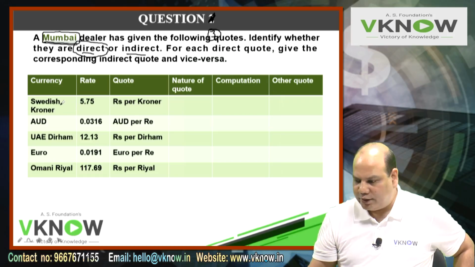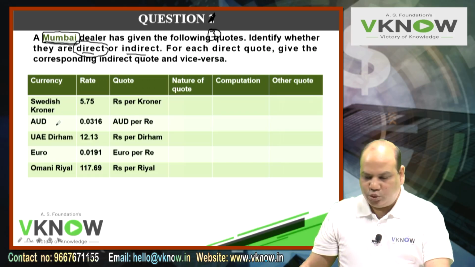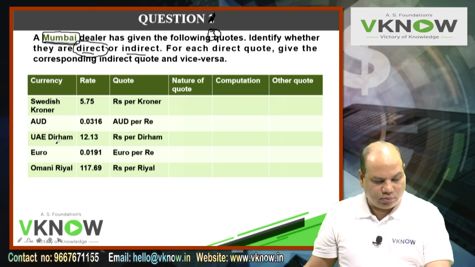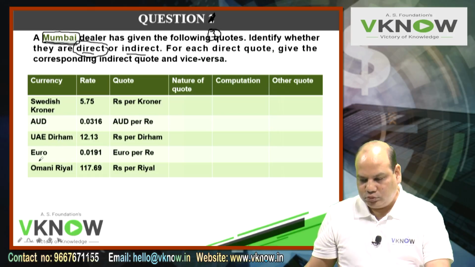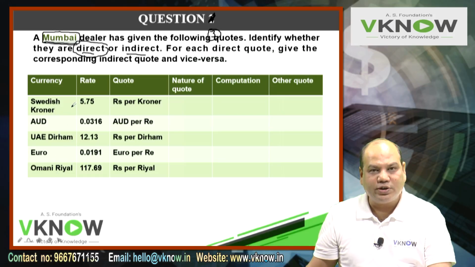In the currency column write Swedish kroner. Next line, AUD, Australian dollar. UAE dirham. Currency column: euro, Omani riyal. So 5 cases I will give it to you. Now this is only a very basic question, a concept problem for understanding direct and indirect quote, not for exam.